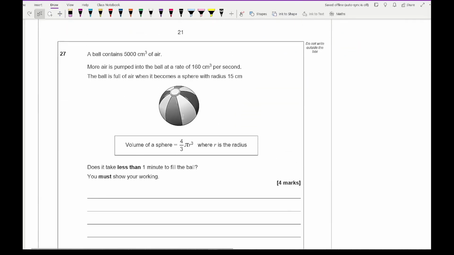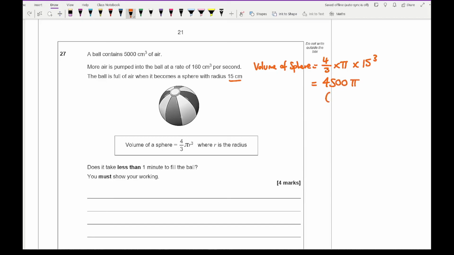Then moving on to question 27, it says that a ball contains 5,000 centimeters cubed of air. More air is pumped into the ball at a rate of 160 centimeters cubed per second. The ball is full of air when it becomes a sphere with a radius of 15 centimeters. We've got the formula for the volume of a sphere, and the question is asking us, does it take less than 1 minute to fill the ball? Well, the first thing let's work out is the volume of the sphere. To do that, we're going to do 4/3 times pi times the radius, which is 15, so 15 cubed, and that gives us an answer of 4,500 pi.